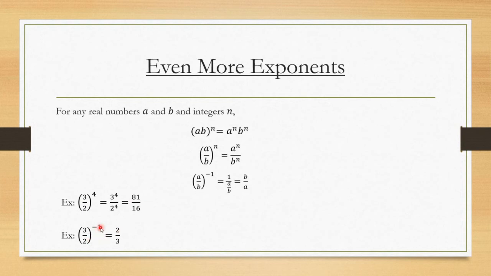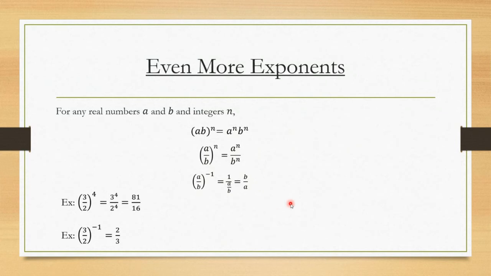And over here, 3 over 2 to the -1. Again, using these equations, you get 2/3. You just flip it. Inverted, that is. It's also called taking the reciprocal.